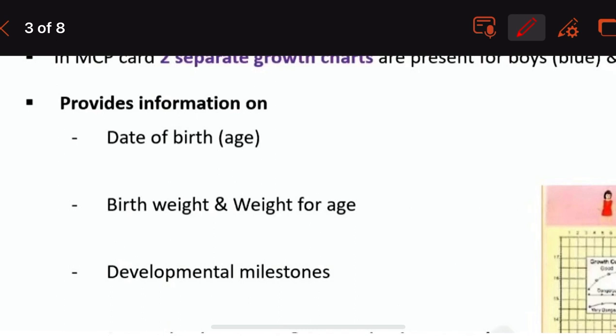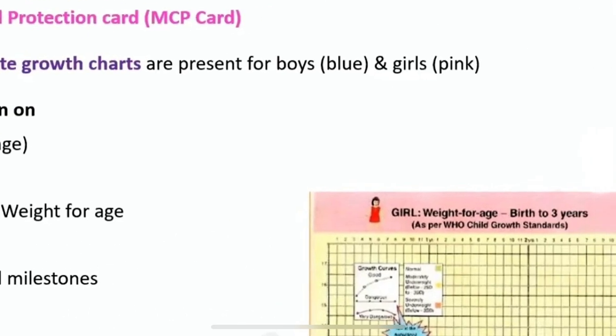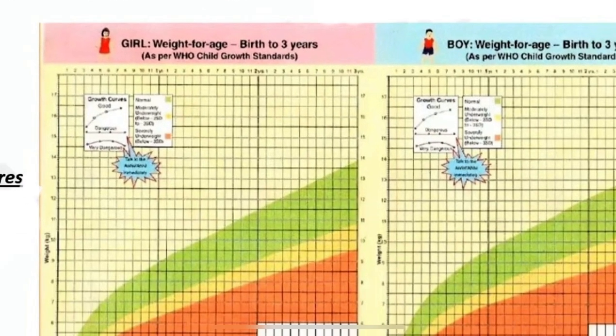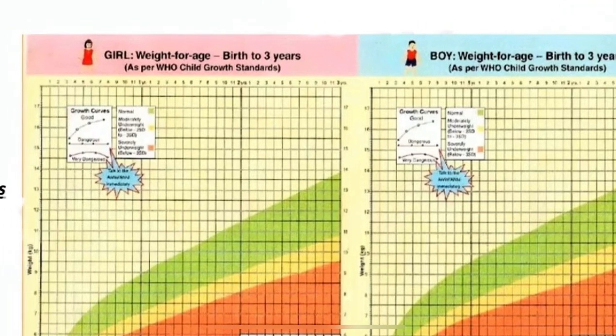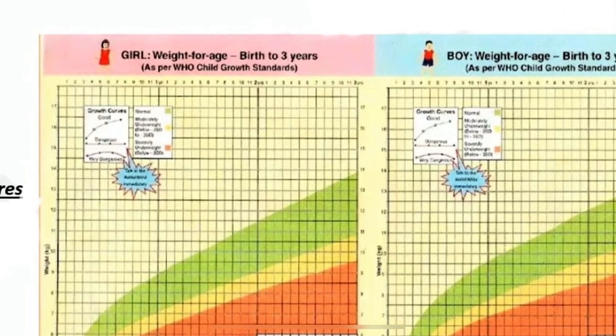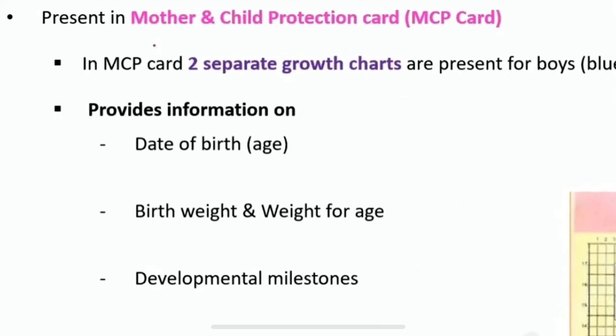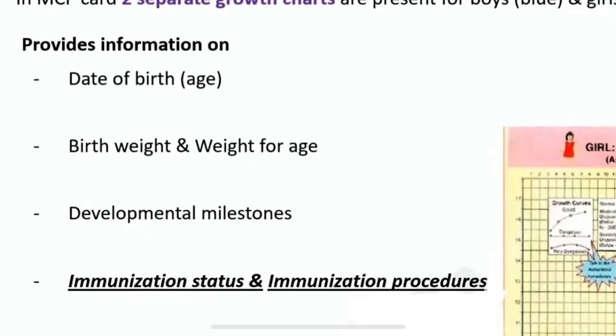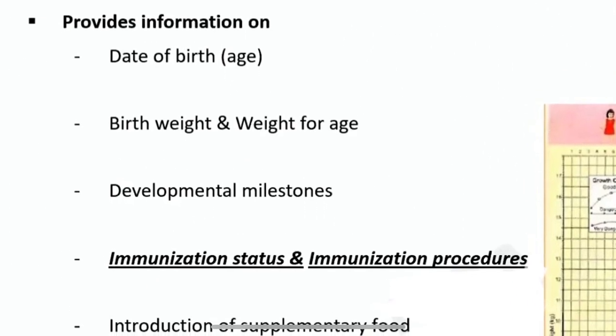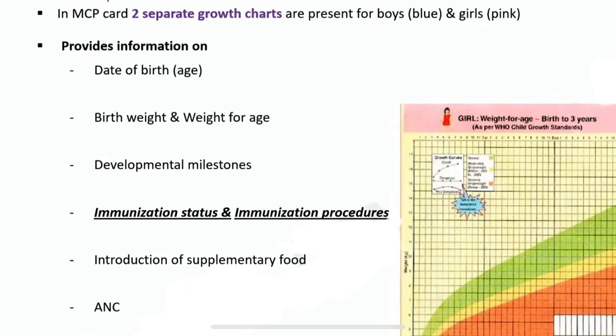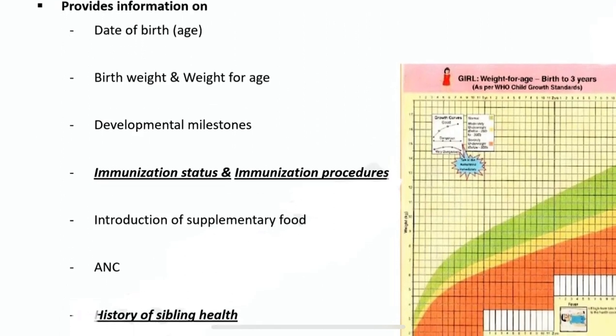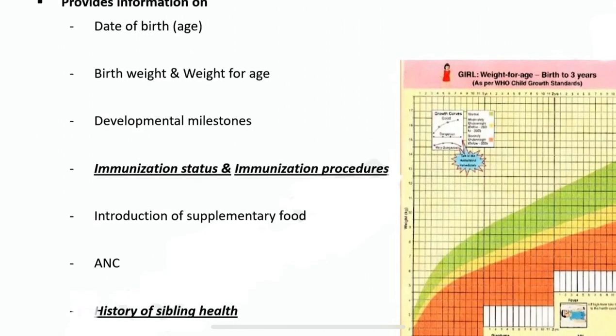Also this MCP card is present for boys and girls separately. For the boys it's blue in color and for the girls it's available in pink color. So girls pink and boys blue. So the MCP card has two separate growth charts for boys and girls. Now let us see what information is provided in this growth chart.